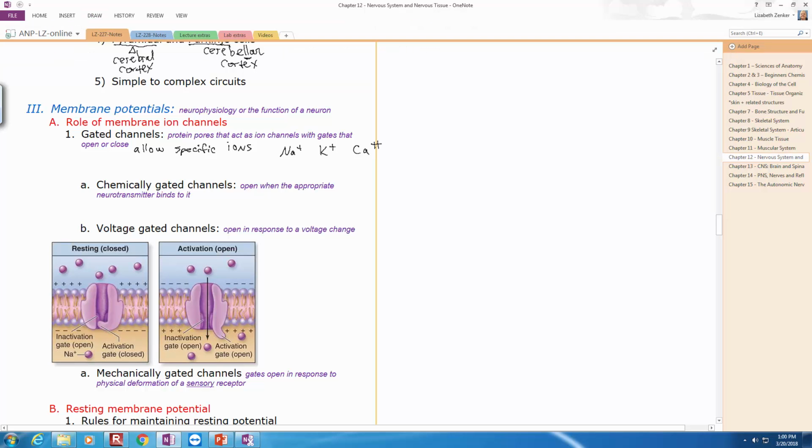Okay. And so these are different from those leak channels that we had mentioned before. Leak channels mean that nobody has to tell it whether to do it. It's just constantly, slowly leaking out. So think of like a boat with a tiny little hole in it that's constantly allowing things to leak. They're going down their concentration gradients, things that we learned in the earlier chapters.